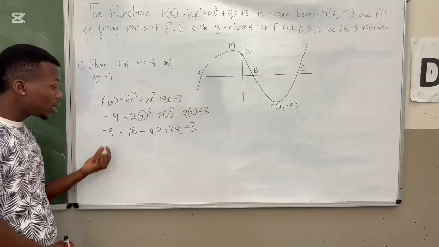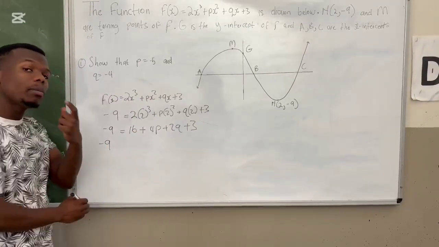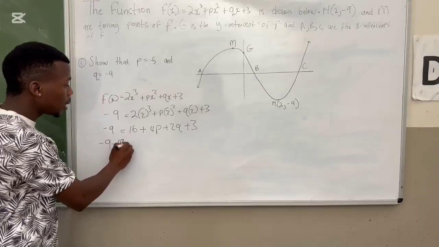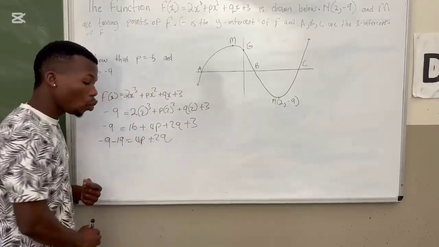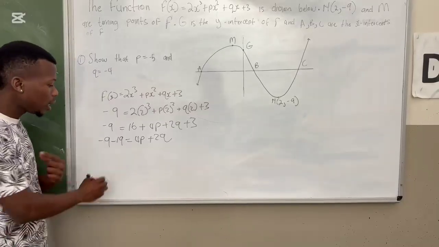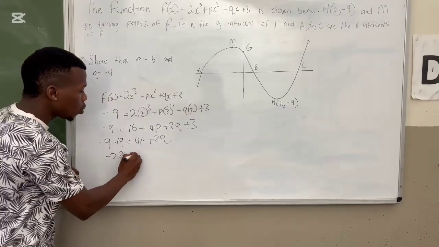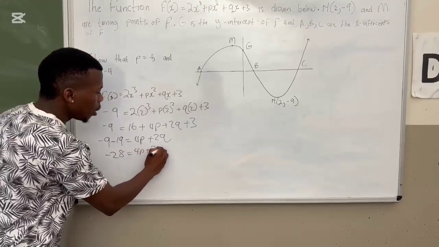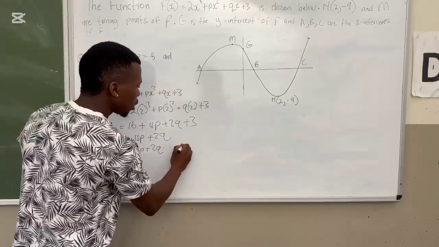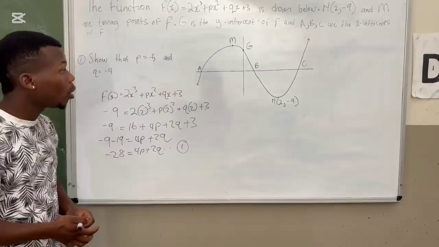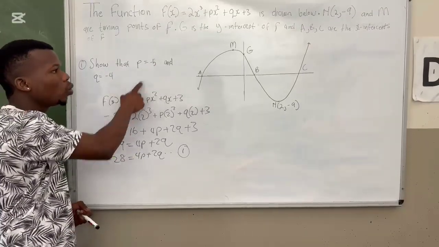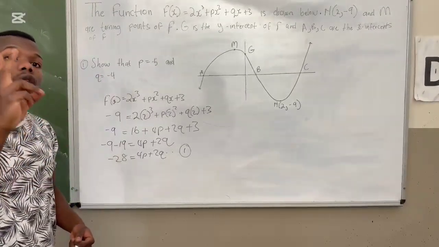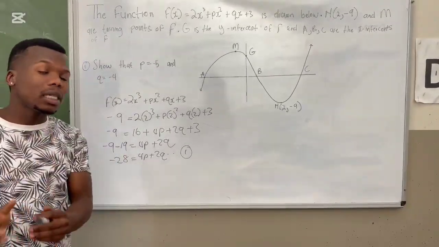Transpose positive 19 to this other side. This is going to be -9 minus 19 is equal to 4p plus 2q. -9 minus 19 is -28, which is equal to 4p plus 2q. We can say that this is equation number 1. Let's check how many values we need to solve. We need to solve 2 values. In other words, I need to find 2 equations so that I can solve simultaneously.